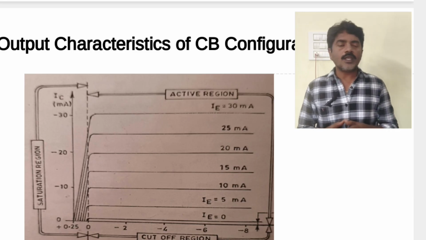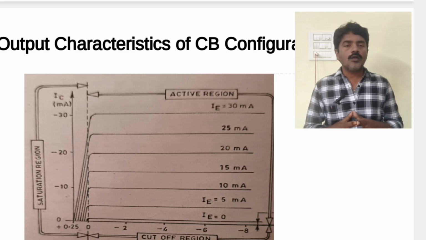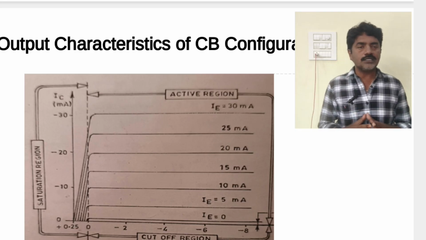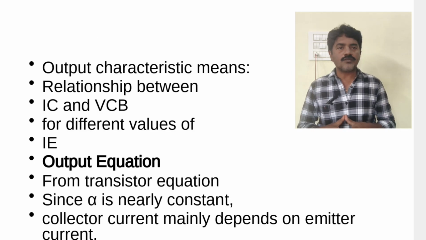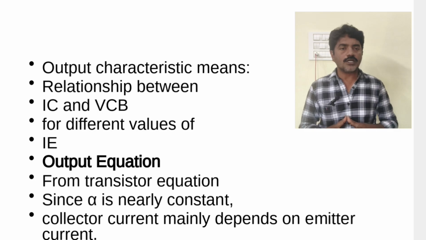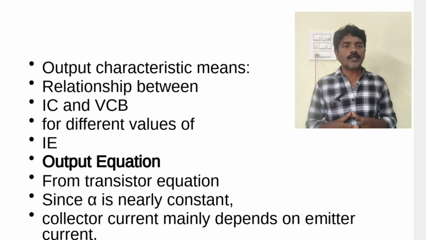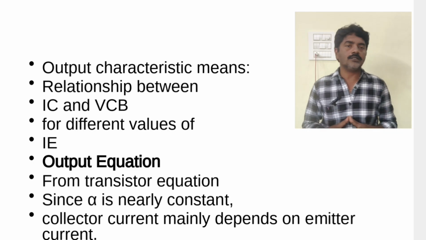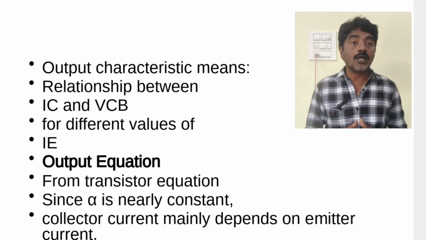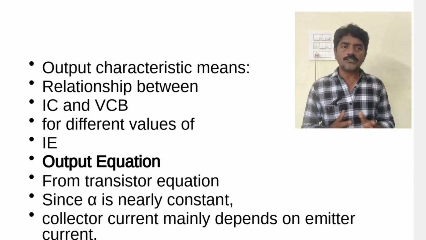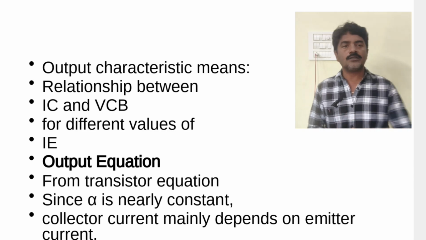In the saturation region, both junctions, JE and JC, are in forward bias. From the transistor equation, alpha is nearly constant, that is the alpha value is 0.95 to 0.99. Collector current mainly depends upon emitter current. Approximately IC is equal to IE. Here IB is a very small value. That's why the output current depends upon the input current, that is IC depends upon the IE current.